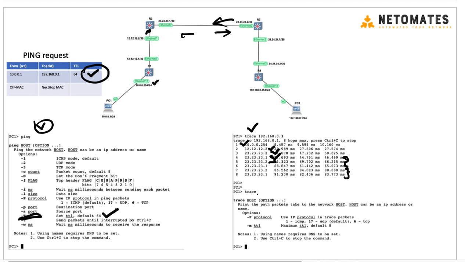Okay, so trace also has the option to specify the TTL value. Okay, so in this case it is just using 8. What happens is, after the packet goes around in the loop for like 7 times, then it will get the TTL expired message.